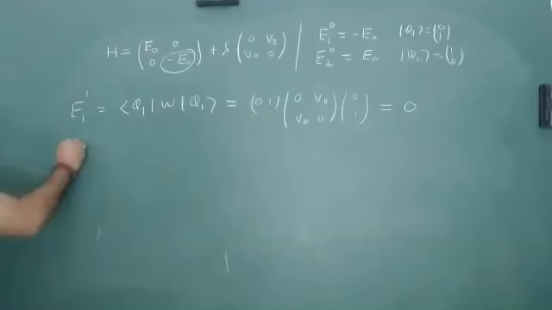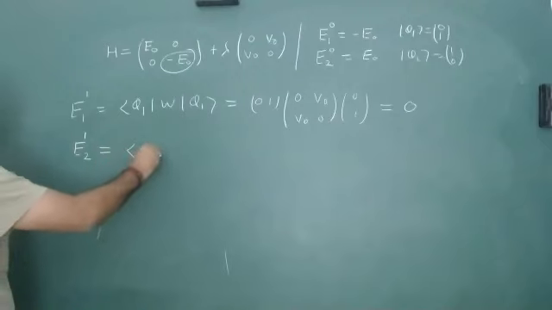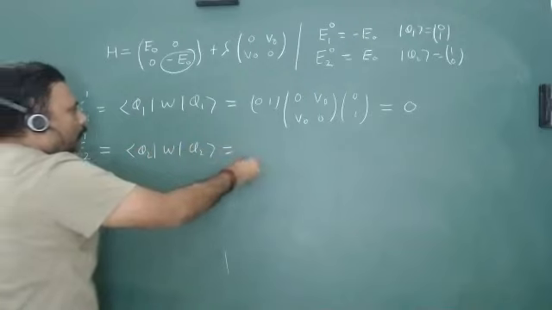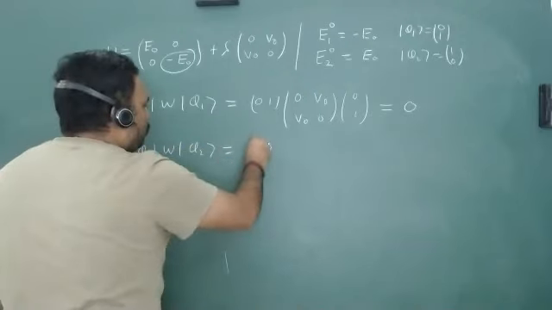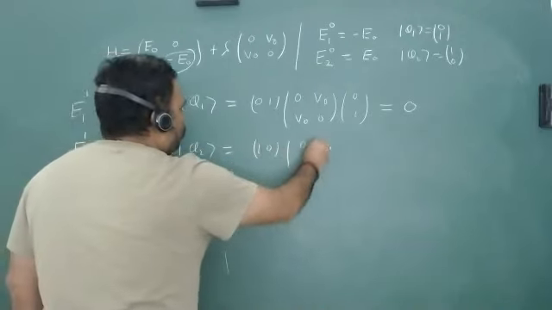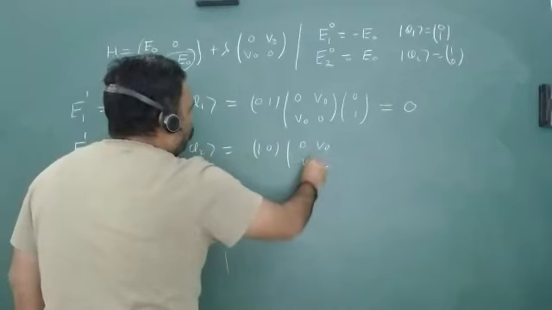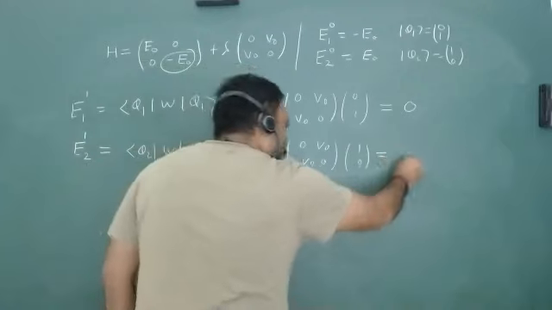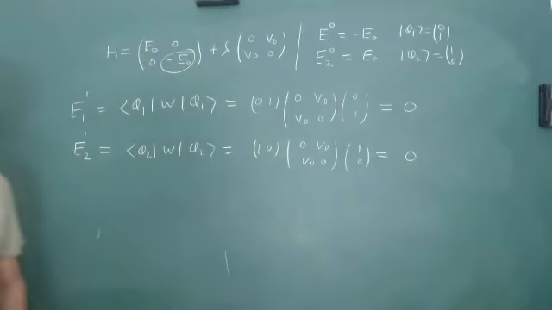Second, you will calculate E21. What should this be? This will be phi 2 W phi 2, which is (1, 0) times (0, V naught; 0, 0) times (1, 0). This will again be 0. Don't worry.